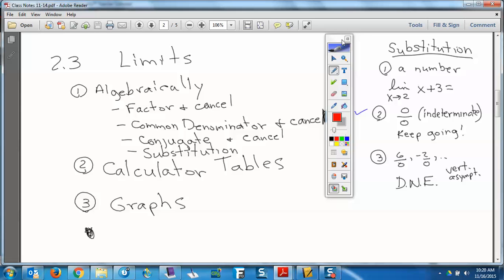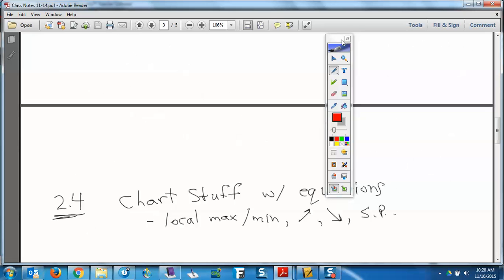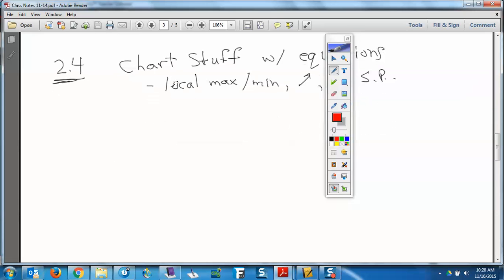Our tables are just another way of seeing if they meet. We look at the table, and that's what you were supposed to do on the back of that worksheet. You look at a table, and as x approaches 2 or x approaches 0 or whatever, you see if those y values are meeting at some value, and then that's your limit. That's the various ways we can solve a limit. You'll have a fair amount of that on the quiz because that's what we've spent the majority of our time on. And then section 2.4 was the chart stuff.